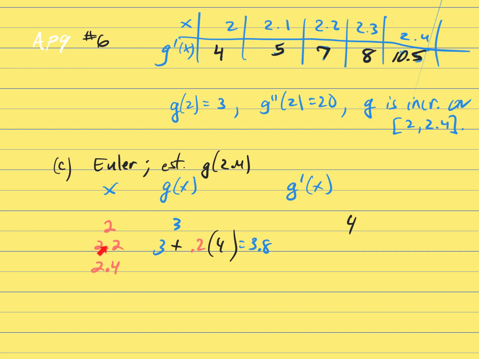Alright, next step. The y value is estimated to be the previous y value plus the step size times the slope at the previous y value, previous x value. I didn't write that down yet. When x is 2.2, the slope g prime of 2.2 is said to be 7. Alright, so that goes there, and this gives us our 5.2. So our estimate when x is 2.4 is that g will be about 5.2.